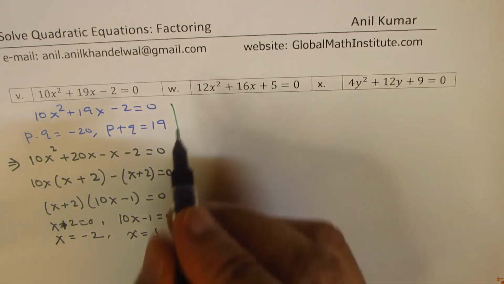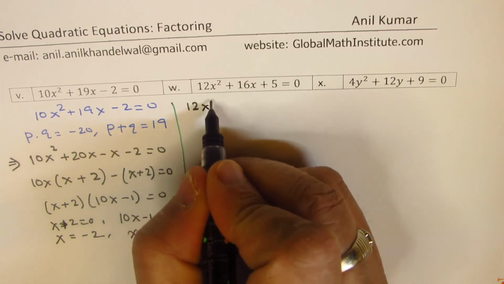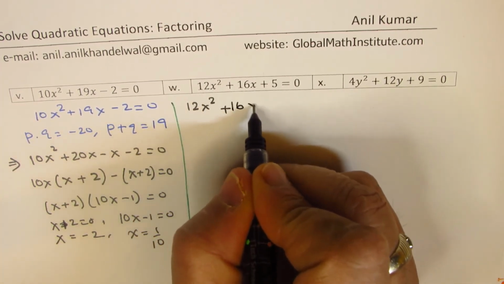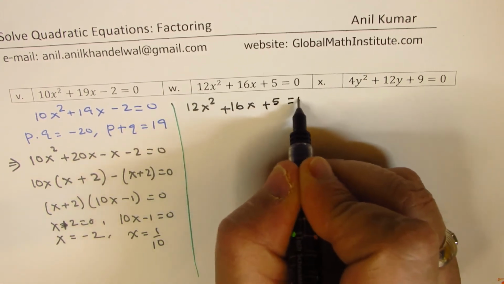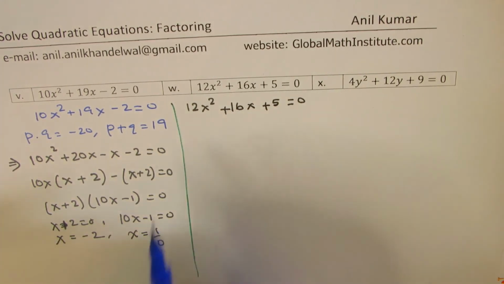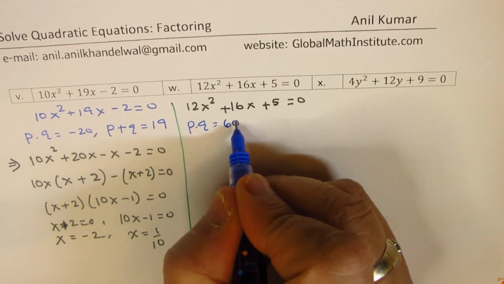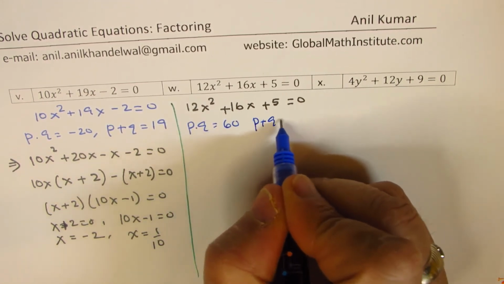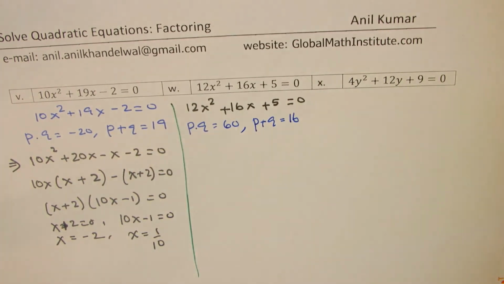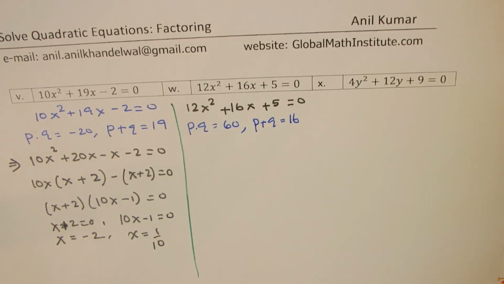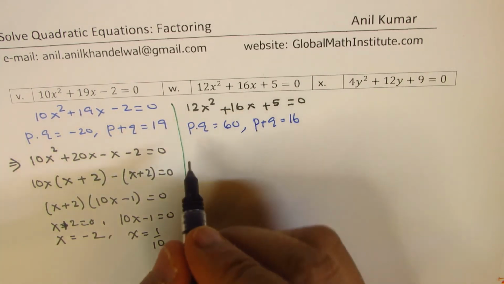Second last question. 12x squared plus 16x plus 5 equal to 0. So definitely the product should be equal to 12 times 5, which is 60, and the sum is 16. So how can we get that? Well, 6 and 10 can work, right? So we can split 16 as 10 and 6 combination.